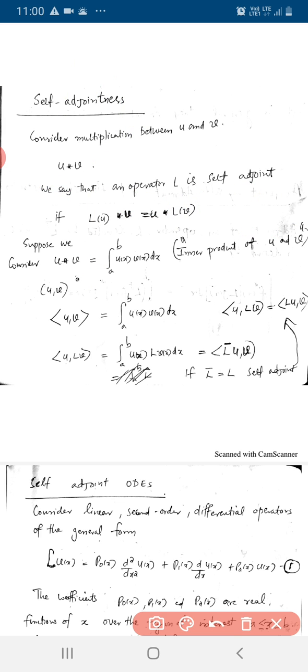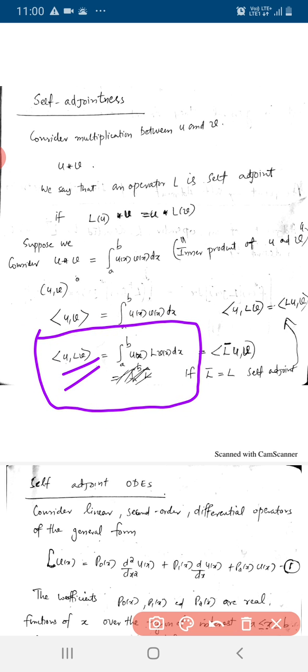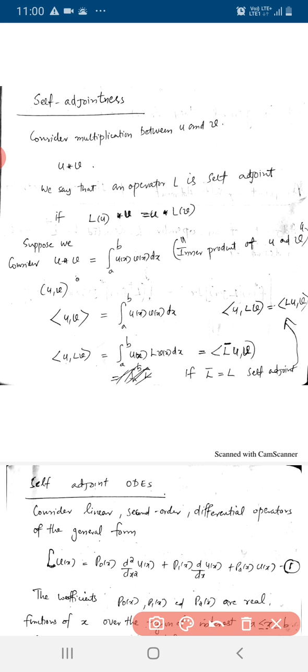And suppose we have an operator acting on v, L v. Then this inner product of u and L v is given by the integral from a to b of u times L v dx. So L is the operator that operates on v. Now, in this form, we actually write u, L v, which we just defined here.